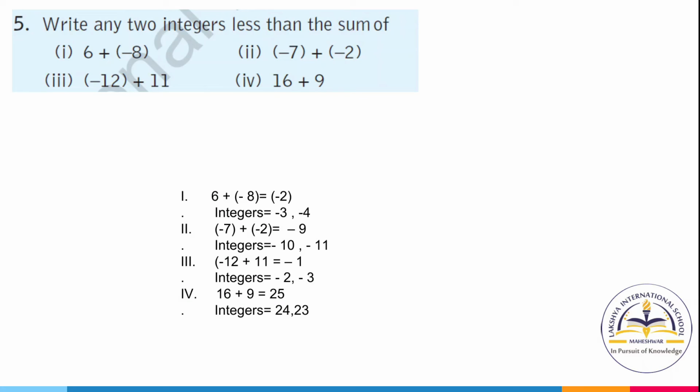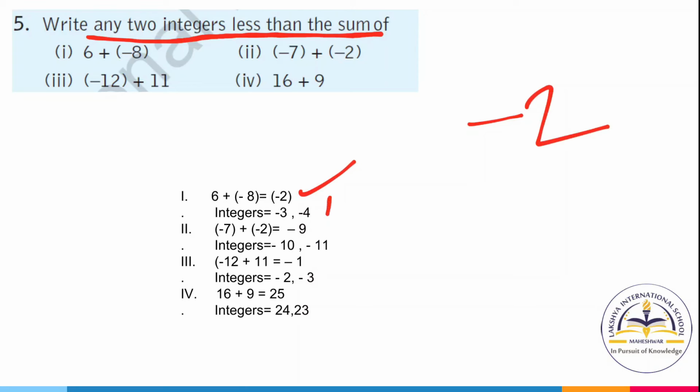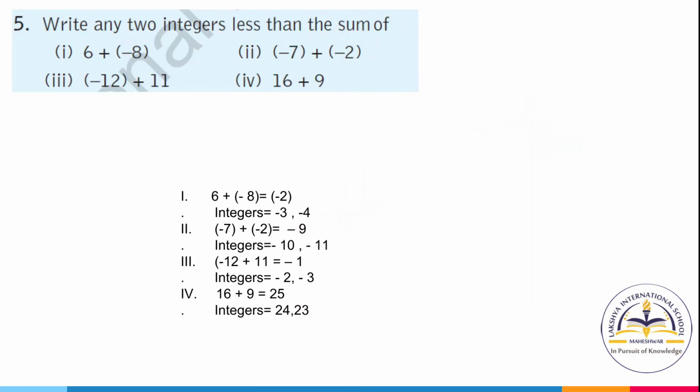Now question number 5, write any two integers less than the sum of 6 plus minus 8. Plus minus, the answer will be minus 2. Now you have to write two numbers which are less than minus 2. So that is minus 3 and minus 4. Minus 7 plus minus 2, that is minus 9, and less than minus 9 are minus 10 and minus 11. So like this you have to solve.